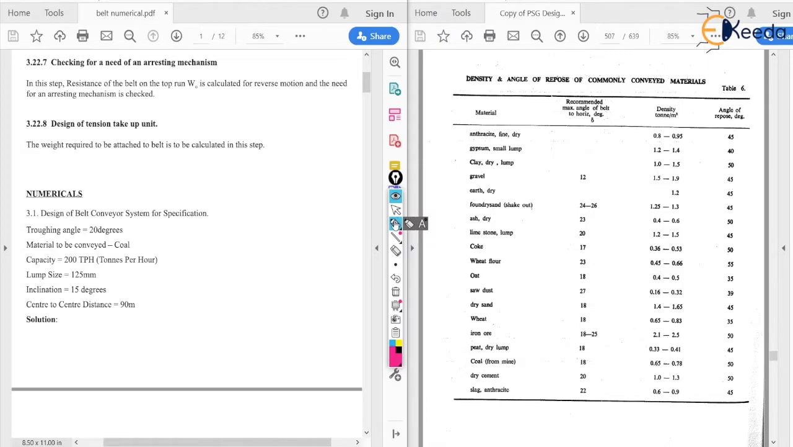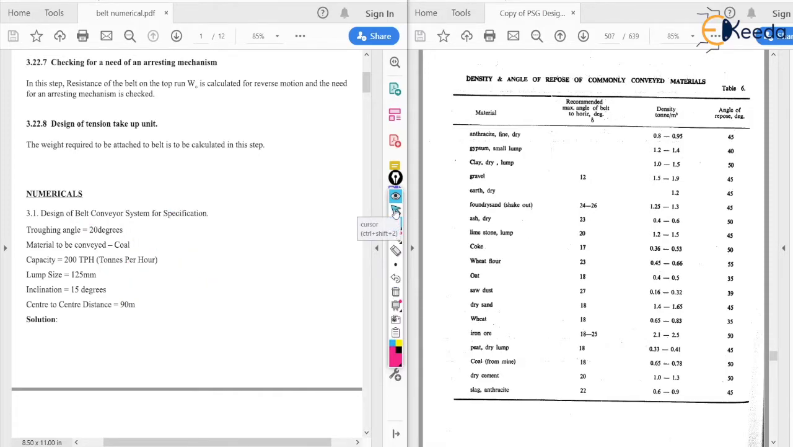Now in the numerical, it is given that the belt conveyor system has the following specification: number one, troughing angle, that is 20 degree; material to be conveyed, that is coal; capacity is 200 tph, that is tons per hour; lump size is 125 mm; then inclination 15 degree, and center to center distance is 90 meter. So these things are given to you in the exam also.